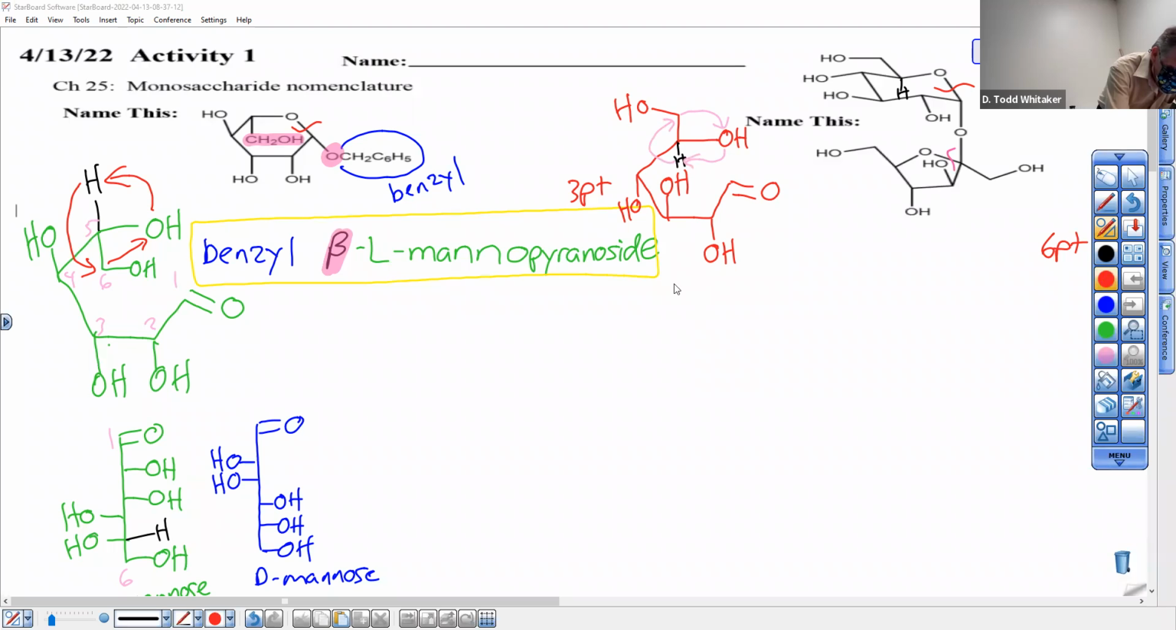Go straight to your Fischer. Oh, that's tall. It's very straight too. Oh, I can shrink it then. Okay, here we go. Aldehyde, down right, up left, down right. The H is now up left. The OH is now down right. This is a D sugar.